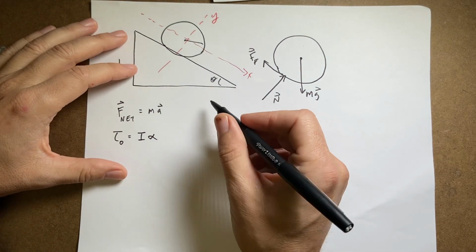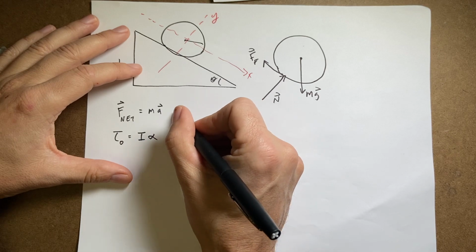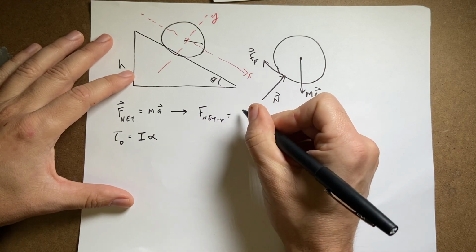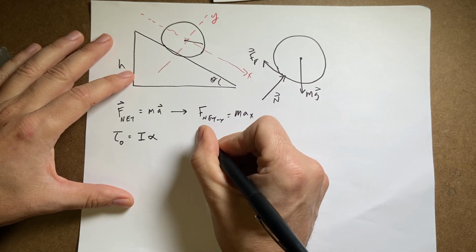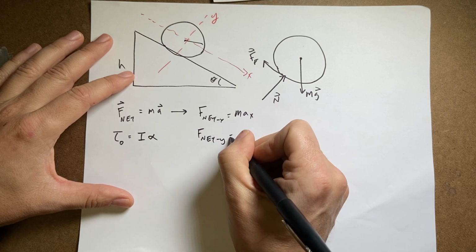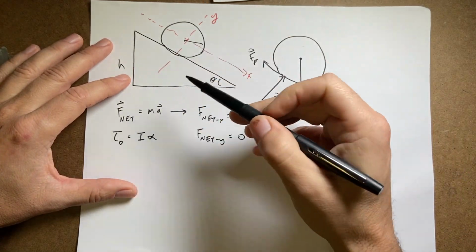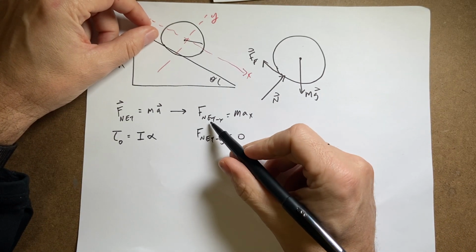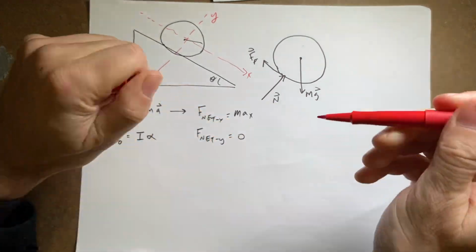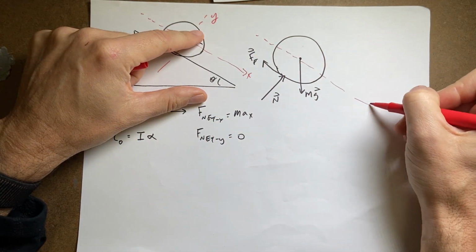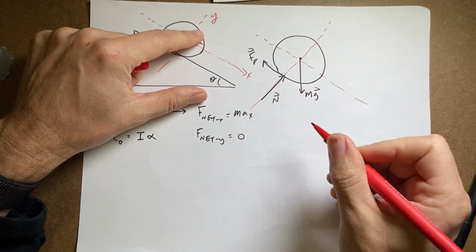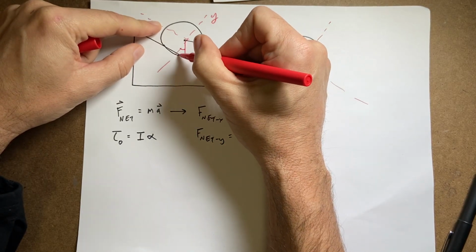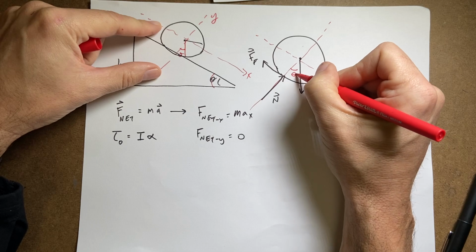Okay, so if I do that, then this equation becomes 2: F net x equals mass times acceleration in the x direction, and F net y equals 0, because it doesn't accelerate in the y direction. It stays on the surface of the incline. So what forces are acting in the x direction? Well, let's draw my diagram right there. There's my x, there's my y. And if this angle is theta, and there's my gravitational force, this angle is also theta.